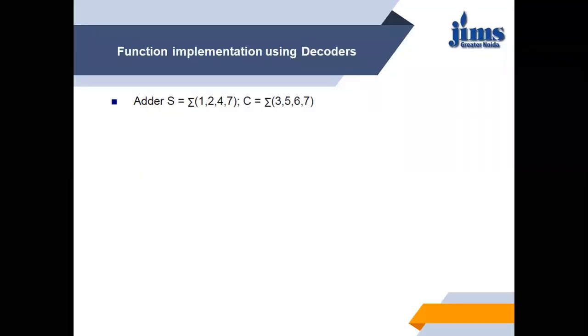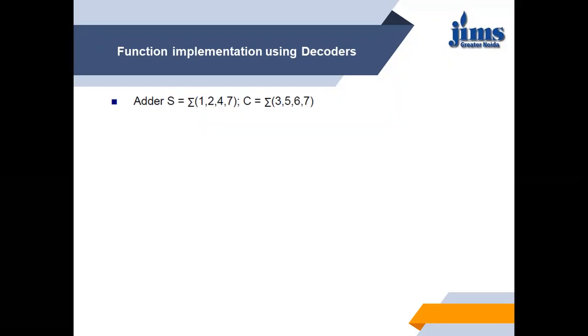So suppose we have to implement a full adder, and when we look into the truth table of the full adder, then sum comes to be summation 1, 2, 4, 7 and carry is 3, 5, 6, 7.